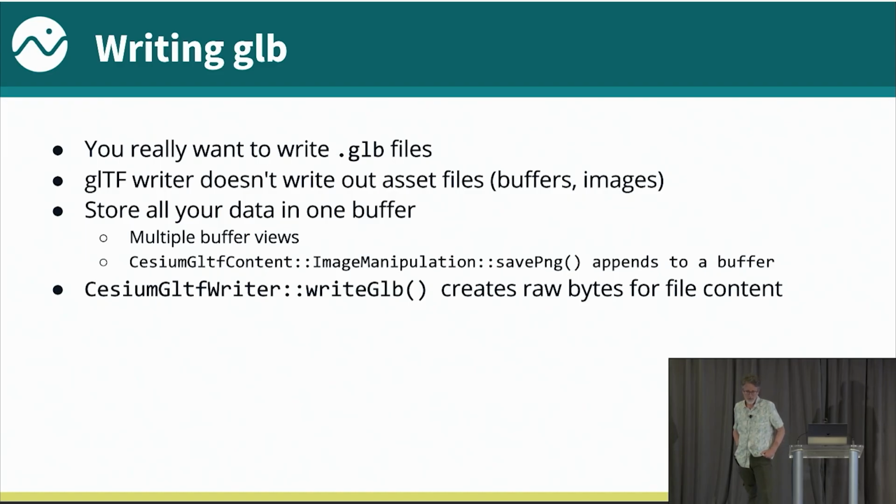If you want to produce a GLB, which I highly recommend, you kind of have to arrange it so that Cesium glTF writer can write this out, keeping everything in a single buffer and saving all the images into that buffer. But then write GLB gives you a string of bytes, which you then write out to a file, and there's your GLB.